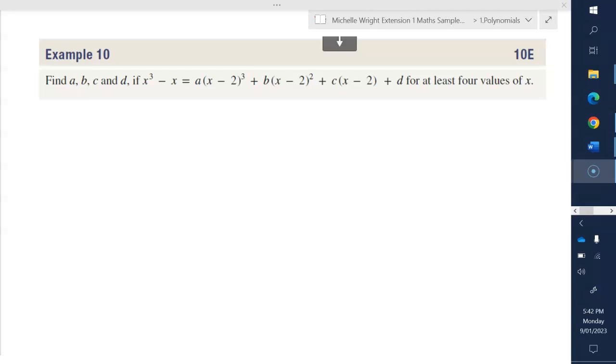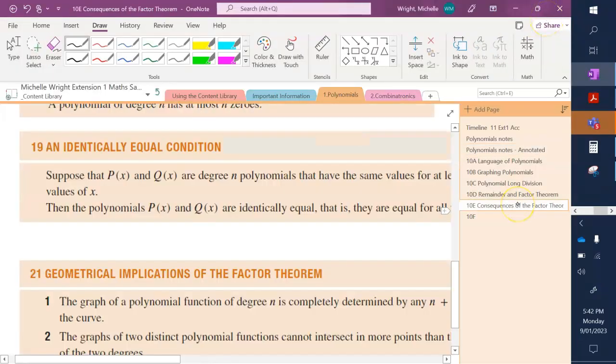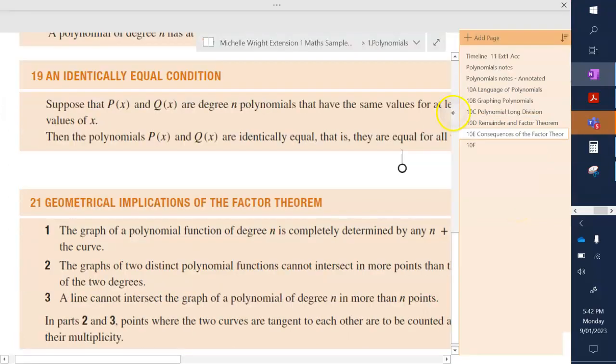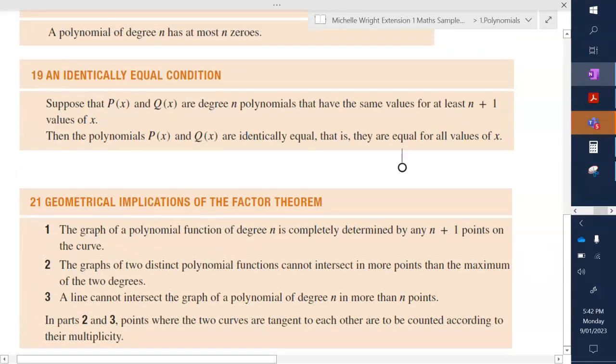Now I'm going to jump back to the rule that we had a look at in the consequences in our OneNote. And it says an identically equal condition. Suppose that two polynomials are degree n polynomials that have the same value for at least n plus 1 values of x, then the polynomials are identically equal, that is, they're equal for all values of x. So the degree n polynomials that have the same values for at least n plus 1 values of x.